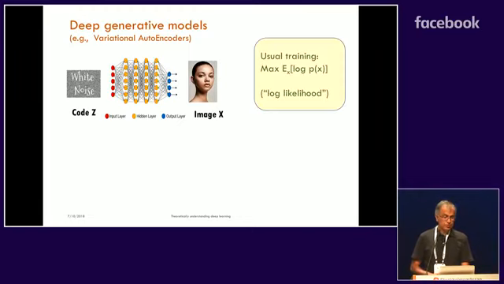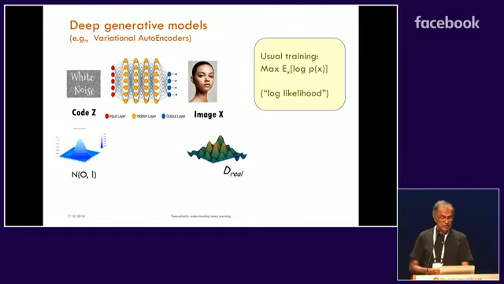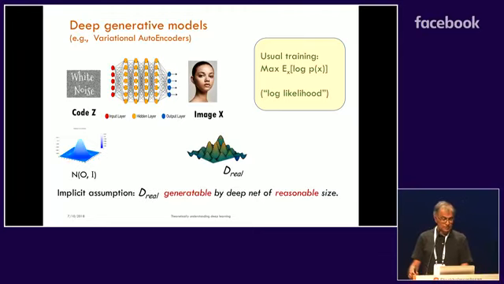And the usual training objective in the past used to be a log likelihood objective. And so after this, you get this neural net, which is taking inputs from this Gaussian distribution to some complicated distribution of real-life images, with lots of peaks and valleys. And an implicit assumption in all of this is that this mapping from code to images is computable by a deep net of a reasonable size. And you try to learn it by deep learning.